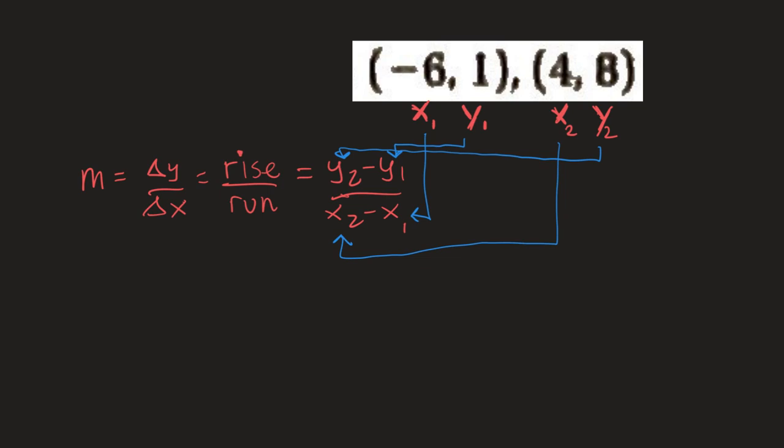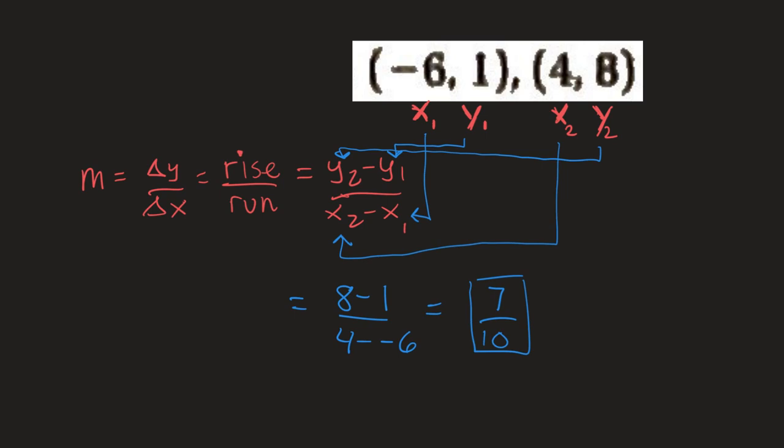So what does this look like when we substitute everything? Y sub 2 is 8 minus y sub 1, which is 1. And then x sub 2 is 4 minus x sub 1. Here comes the trick. X sub 1 is negative 6, so that's minus negative 6. See what happened there? That's important. So we have 8 minus 1 is 7, and 4 minus negative 6 is 10. And that is the slope.